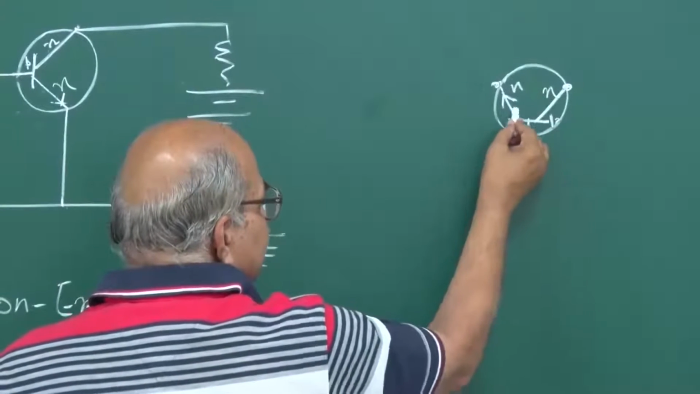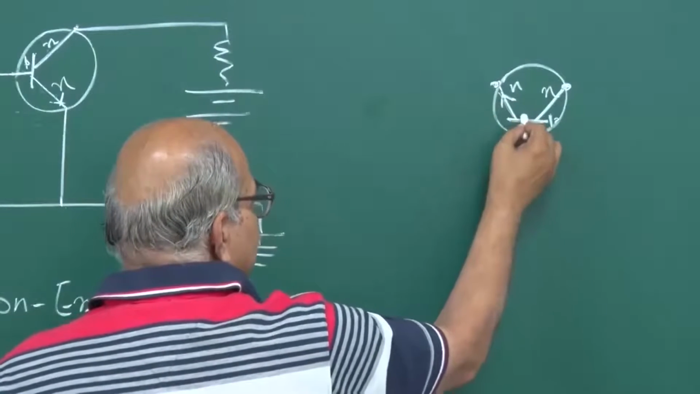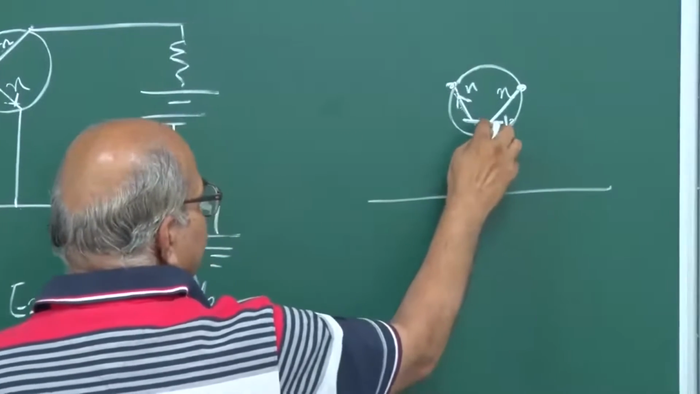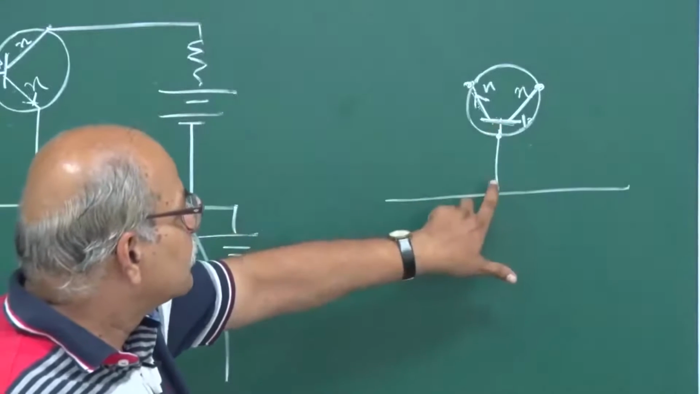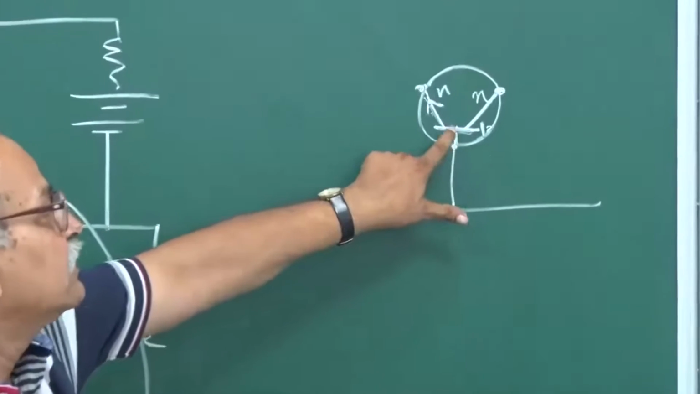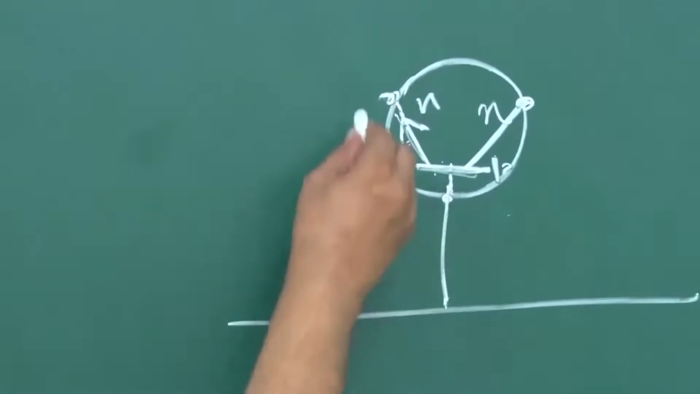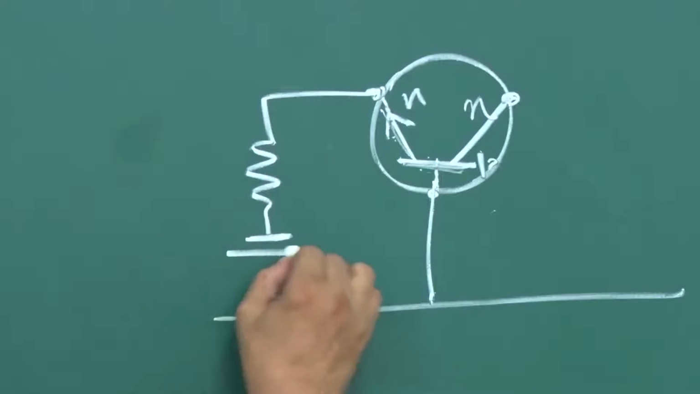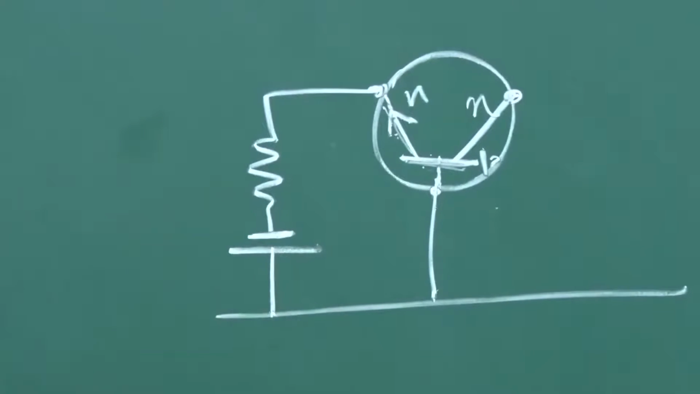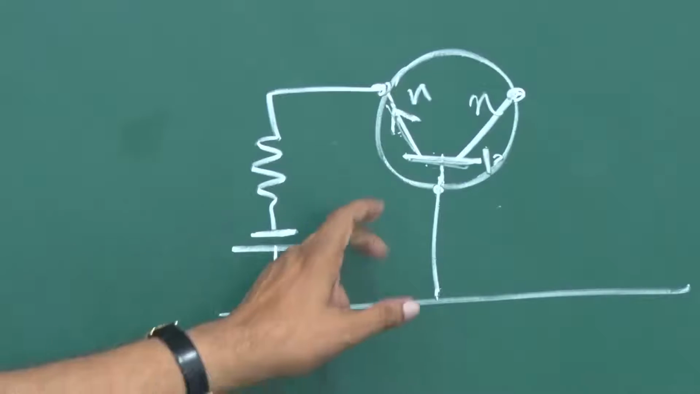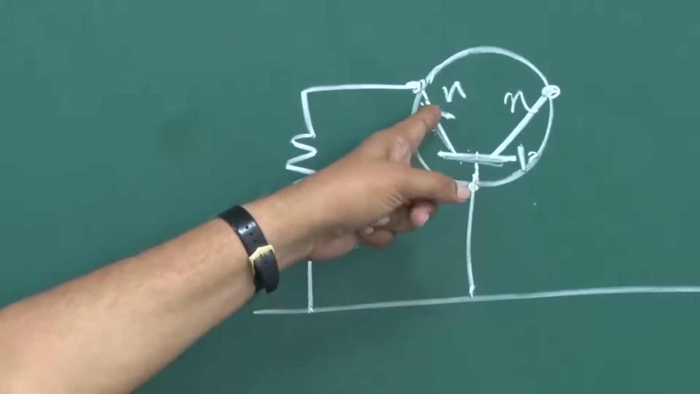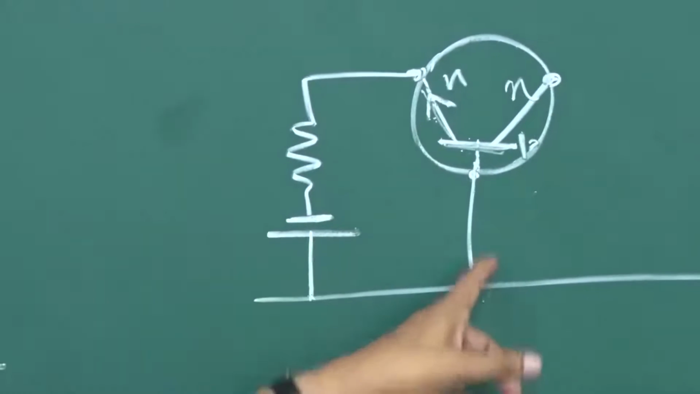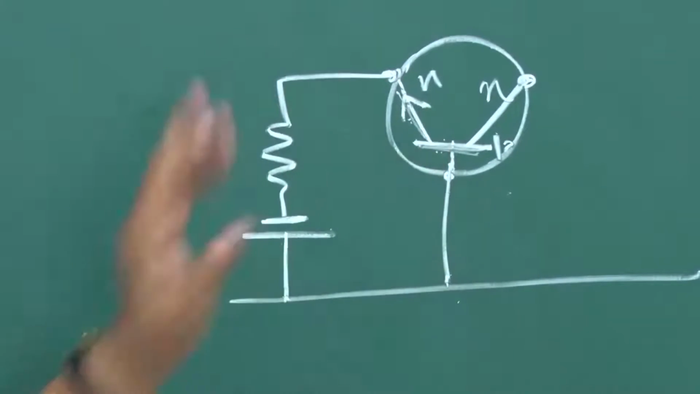So base and emitter, this should be forward biased. So this P should be at a higher voltage, and this N should be at a lower voltage. So if I take it from here and then take a resistance, I should put the negative of the cell here and the positive of the cell here, and then connect. So this will ensure that this emitter, which is N type in this NPN transistor, is at a lower voltage as compared to this base, and this is forward biased.